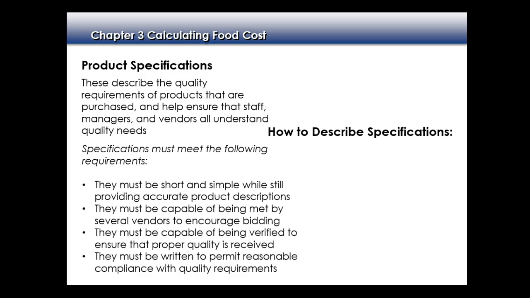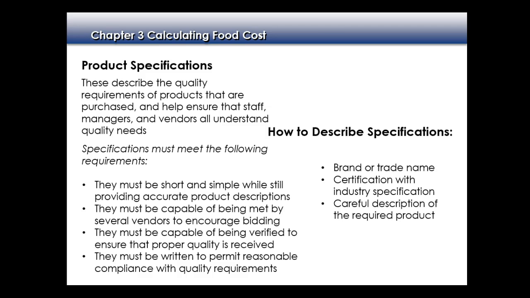So here's some more on how to describe that. So that was a lot of words, but maybe not quite understandable. So: specific brand or trade name. Certification with industry specification. Careful description of the required product. Now the book even says use of samples. I'm not sure how that fits in because what they're talking about here is you want to use a new product for whatever reason.